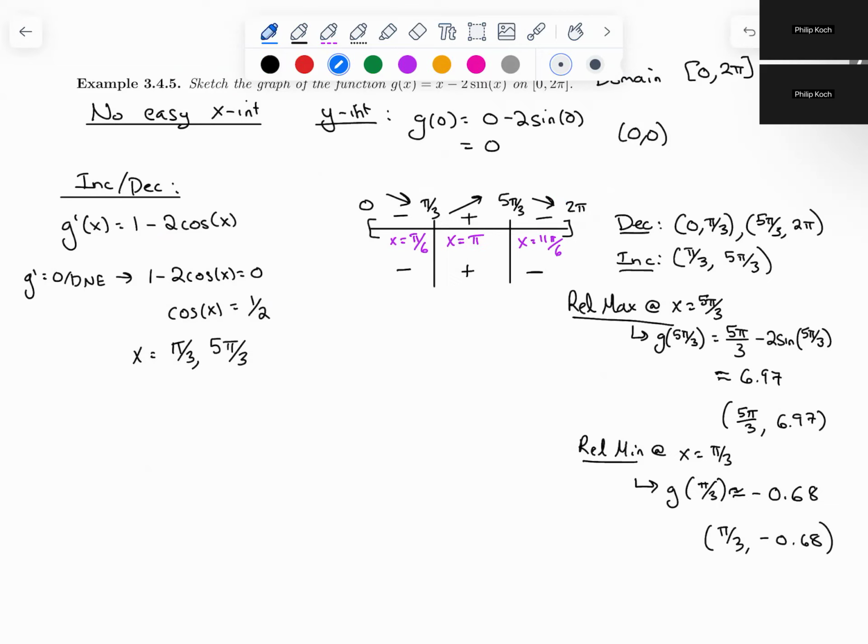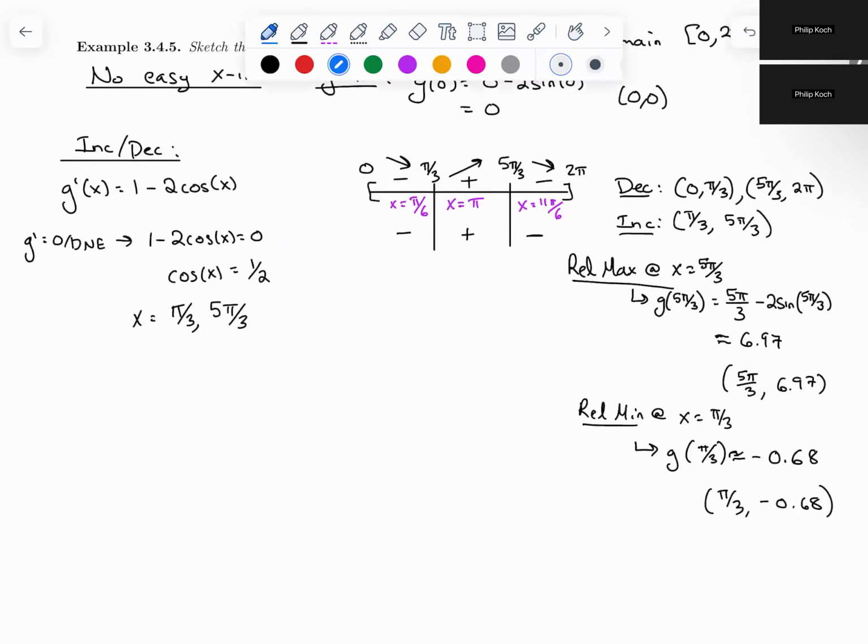And then what I did is I wrote down the intervals. I don't necessarily need to on this problem because I'm just going to be using that to graph it, but it's good to have it written down. And then the relative max was at x equals 5 pi over 3, but I need to find the actual point since I'm going to be graphing it. So I plug it into the original function to find the y coordinate. That's increasing, decreasing, and relative extrema.